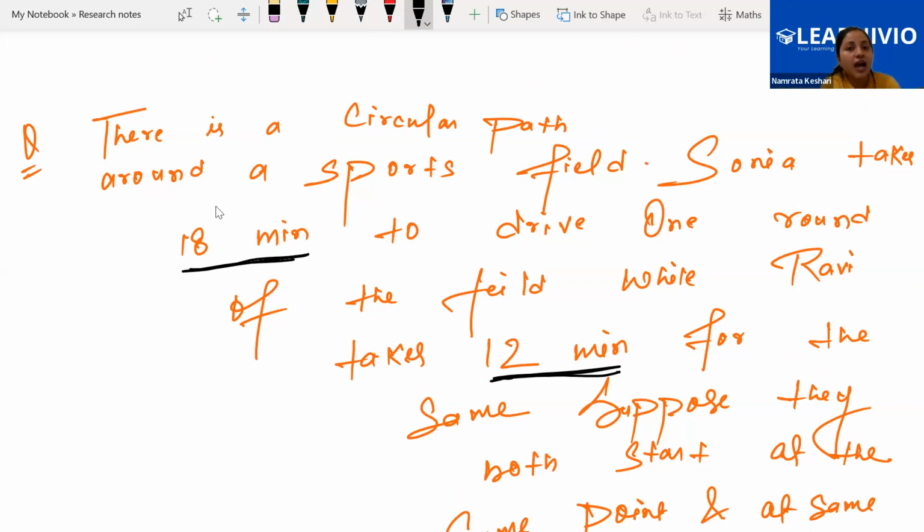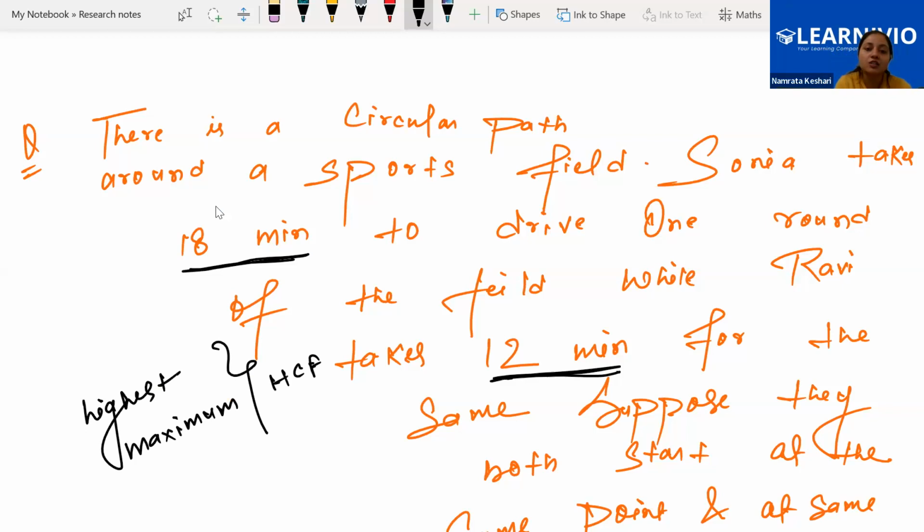If we are having this type of question, which is related to bells, trains, or persons, here we have to find the LCM. Now in the question, if the word highest or maximum is mentioned and a story is given, that means there we have to find the HCF, the highest common factor. And in this type of word problem, if the word least, lowest or minimum is mentioned, that means you have to find the LCM.